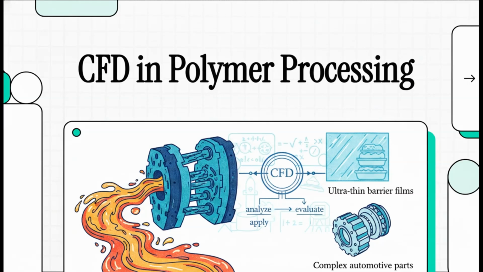So welcome to today's Explainer. We're going to explore how we actually tame that chaos. We'll see how we use the deep math of fluid mechanics to build what's essentially a virtual blueprint. Specifically, we're going to focus on how to analyze, evaluate, and actually apply computational fluid dynamics, or CFD, to completely revolutionize the design and manufacturing of polymer products.